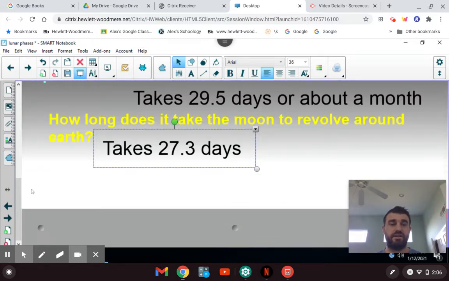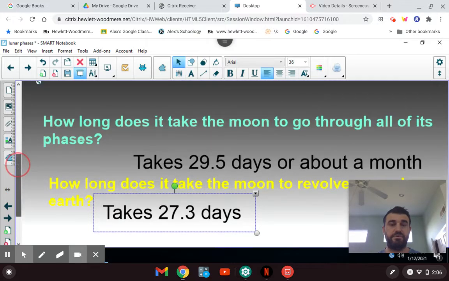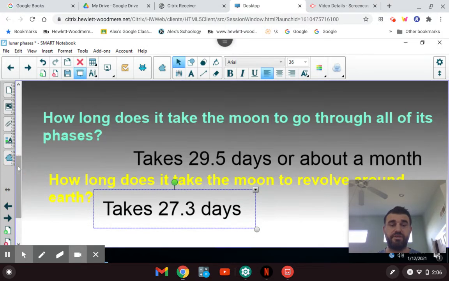I'll give you a little bit of time because I might be rushing. I'm not with you in class to judge your pace right now. So the two questions again. How long does it take the moon to go through all its phases? It takes 29.5 days, or about a month. How long does it take the moon to revolve around the Earth? It takes 27.3 days. Okay?